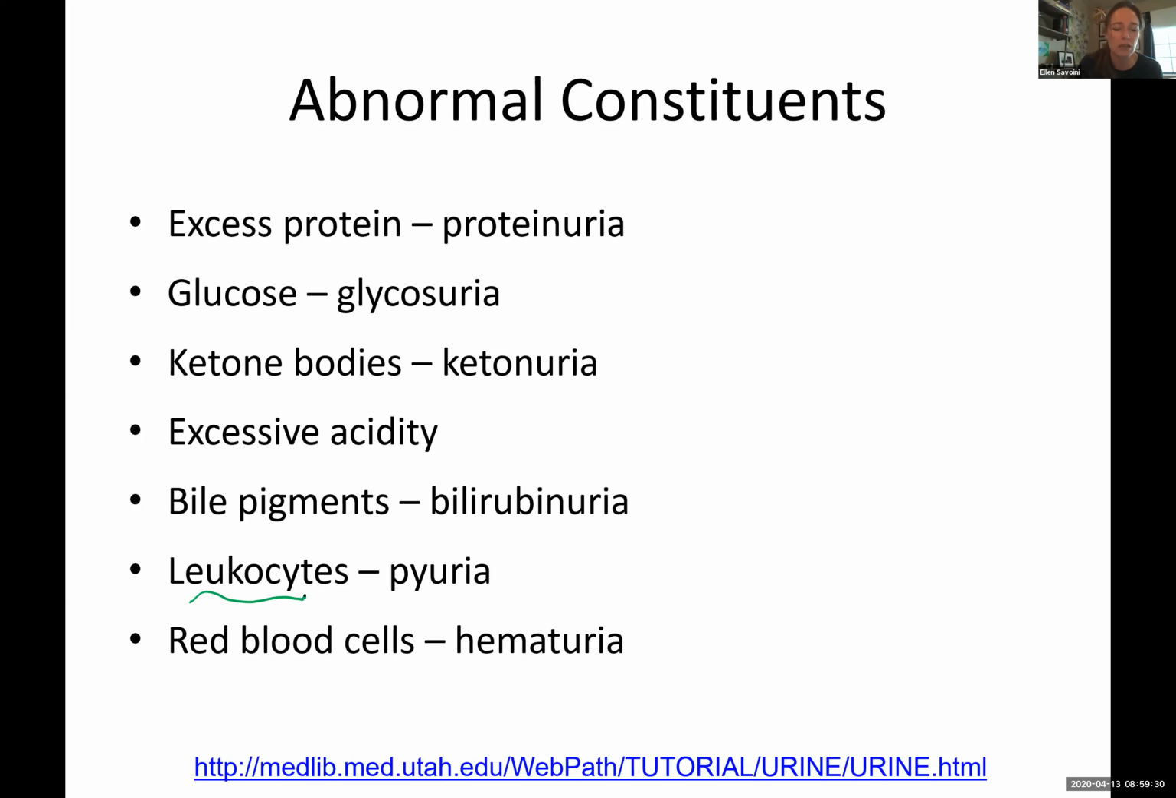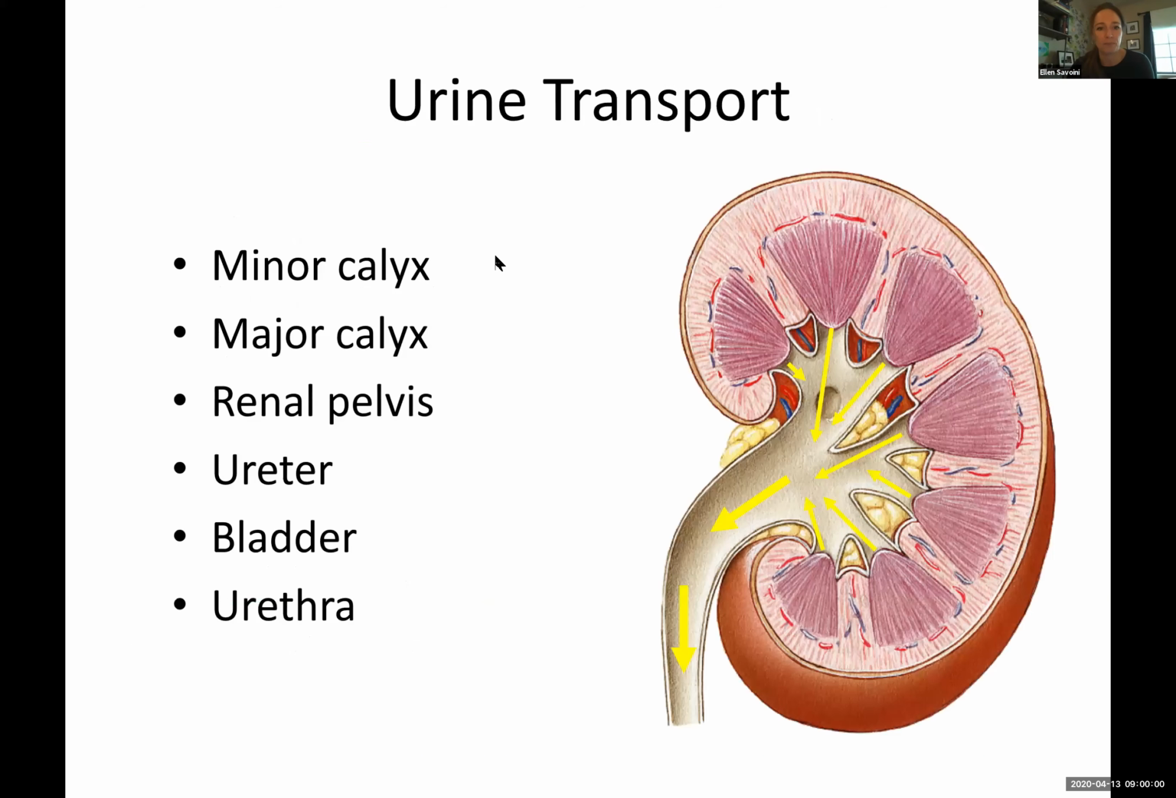if you have white blood cells, it means you have a bladder infection, it's called pyuria. I don't know why it's pyuria, but that's what it's called. Otherwise, everything else is what it is: bile, because it means you have bilirubin, bilirubinuria; red blood cells, hematuria. So you should know the abnormal constituents, and I may ask you something like, what is the pathology called when someone has too many white blood cells in their urine, or what is pyuria?